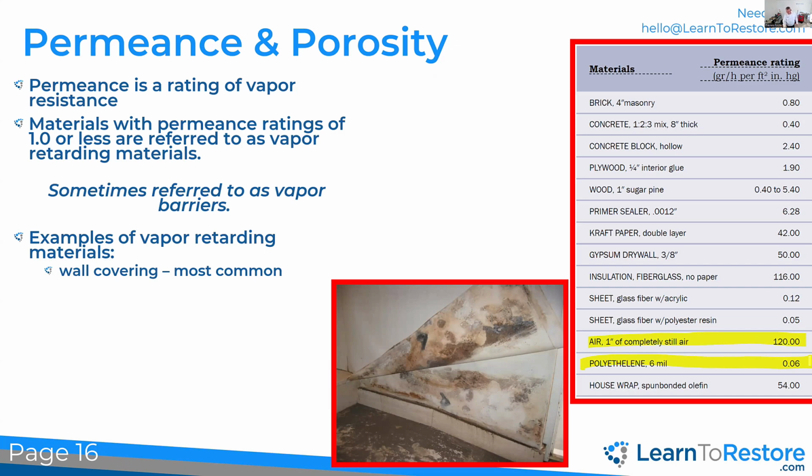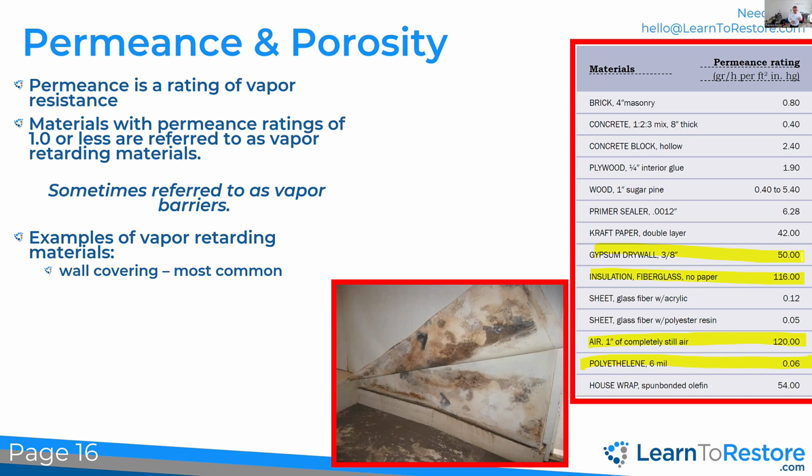And so fiberglass insulation without paper is 116. Vapor moves through that almost just as easy as air. Drywall, 3/8 drywall, is 50. Now that's a little thinner than we'd normally use, and that's with no paint or coating on there. Moisture can move through drywall pretty easily.